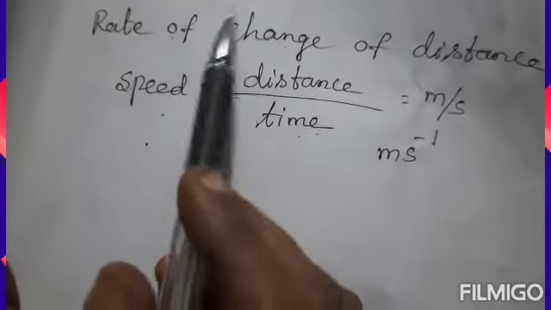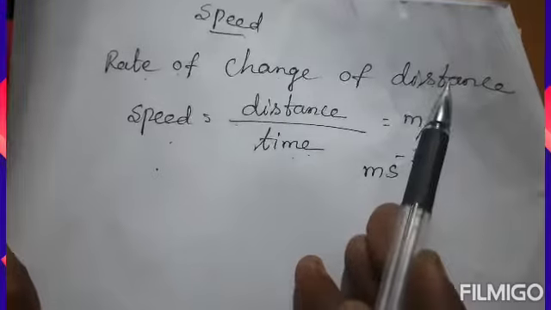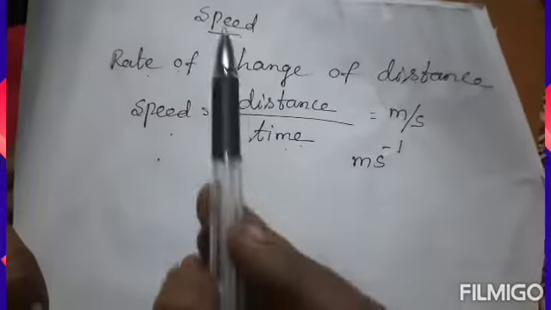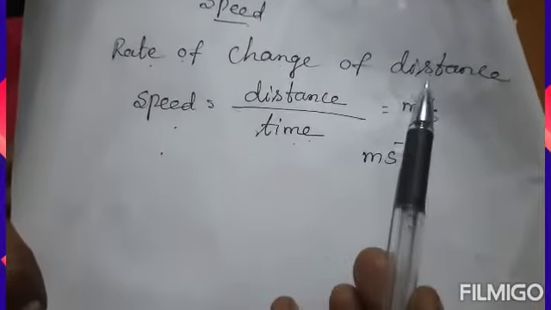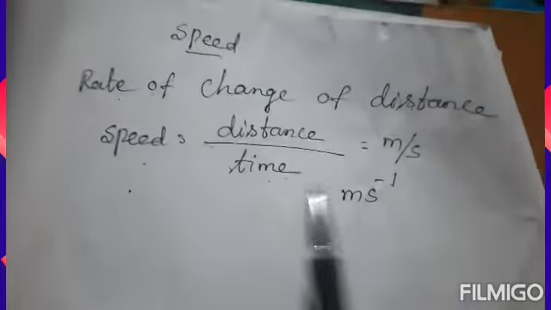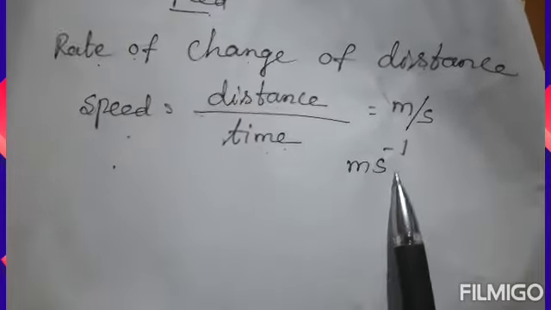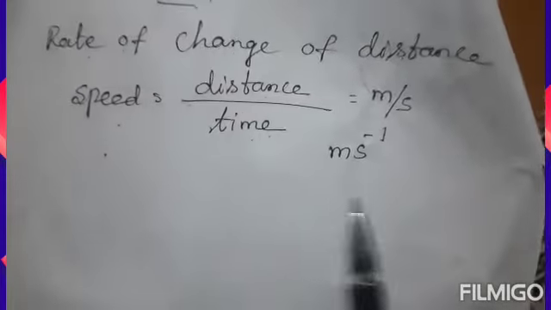Already you have learned speed, the rate of change of distance. You have learned distance as well as displacement. So speed means what? Rate of change of distance. So speed equal to distance divided by time. What is the unit of speed? Meter per second or meter second power minus 1.